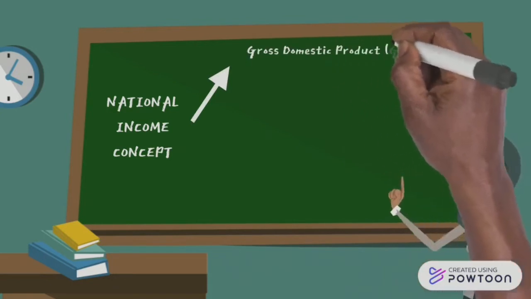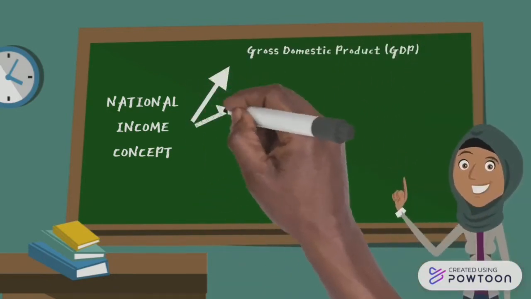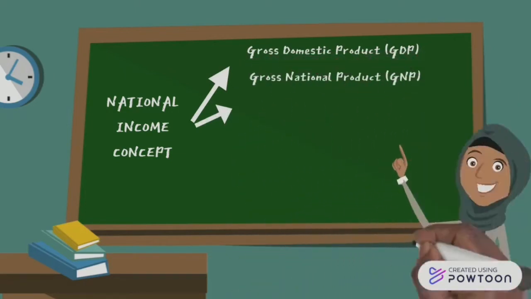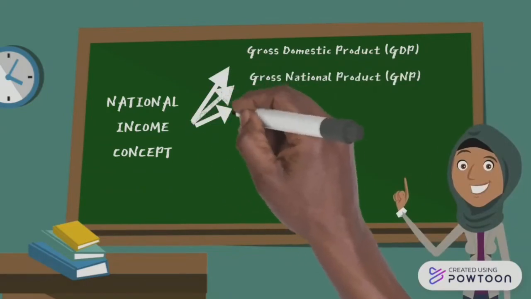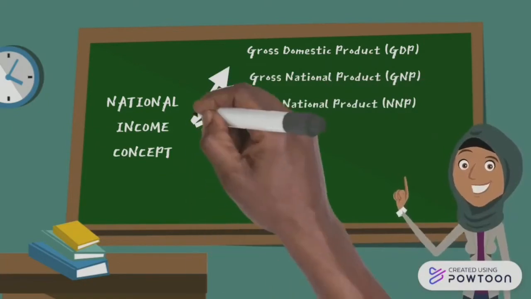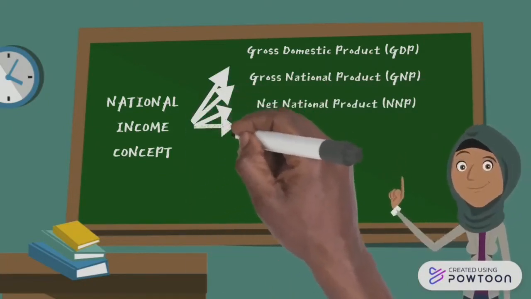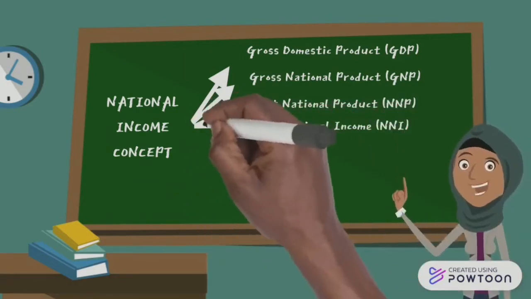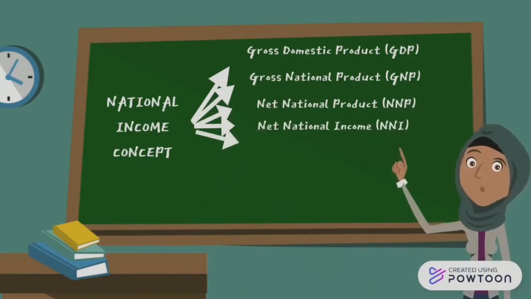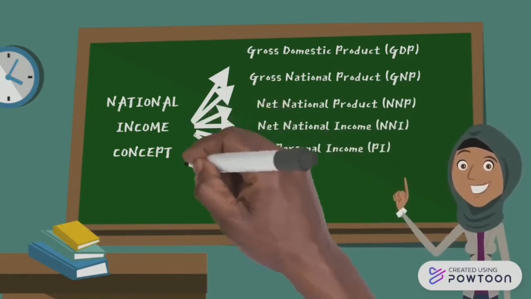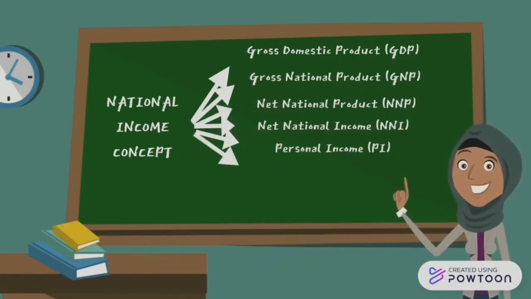National income concept. There are gross domestic product or GDP, gross national product or GNP, net national product or NNP, net national income or NNI, personal income or PI, and last, disposable income or DI.